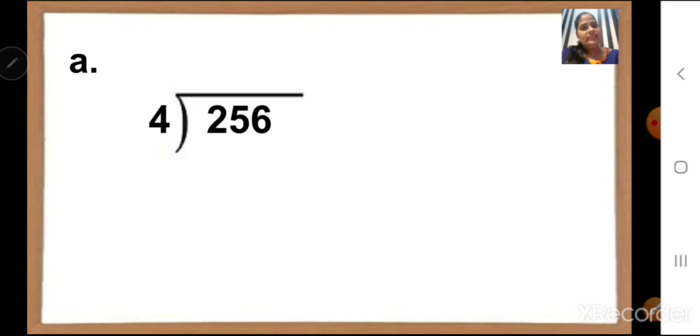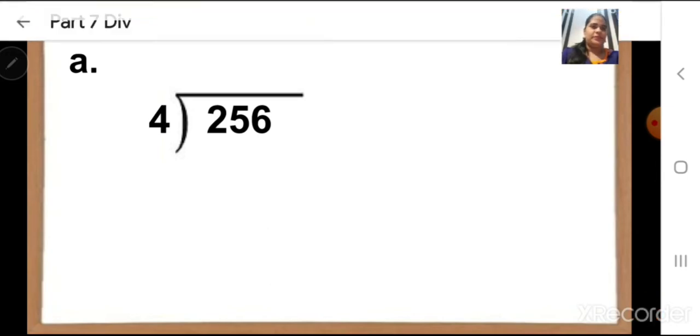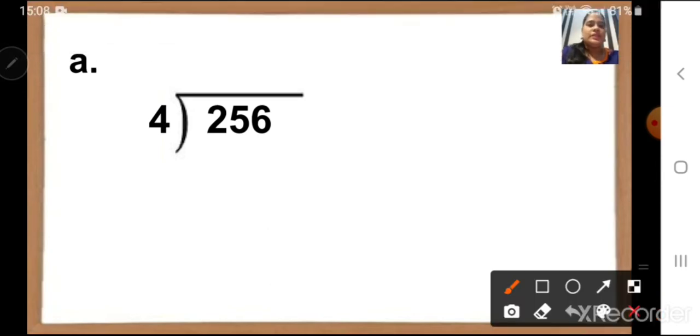So children, let us divide. Okay, now the first step is to check here the first number. Now number 2 is smaller than number 4. Okay, it is smaller than the divisor. So we cannot divide. What we will do in this case, we have to take the next number also, which is number 5. We will take number 25.